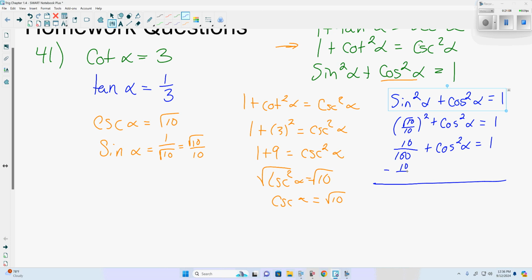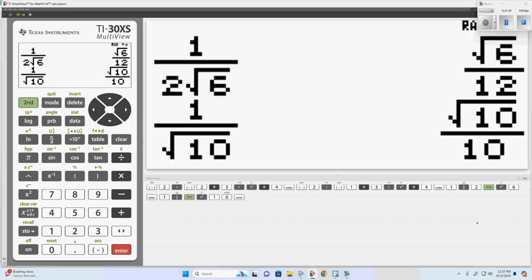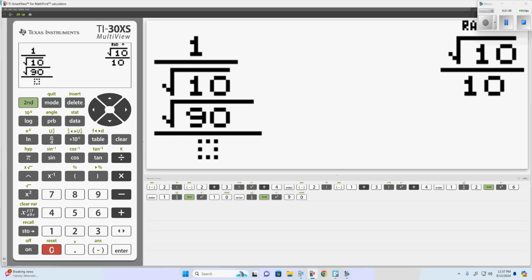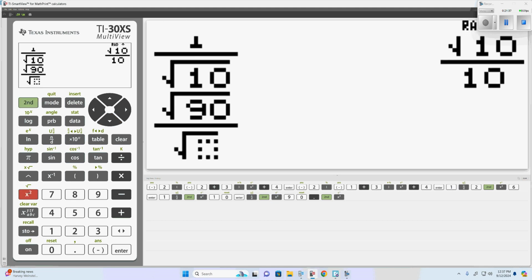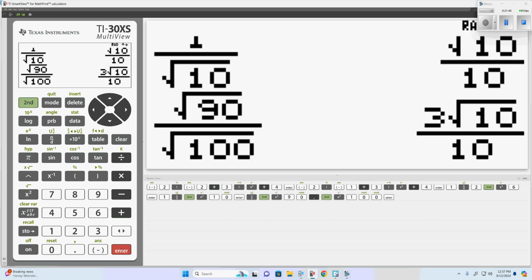Now we're going to get cosine by itself. There's going to be 90 over 100. And if we square root both sides and simplify, cosine of alpha is going to give us, well, not 3 over 10, because we can plug this in a calculator, let it do it for us. The square root of 90 over square root of 100 is 3 square root of 10 over 10.